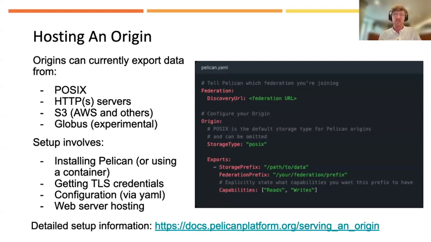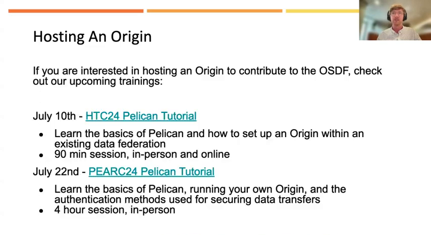You set up one of these configuration YAMLs, and this is an example of a very bare bones configuration here on the right. So in this case, you'd point it at the name of the federation you want, tell it that you're running a POSIX origin, and then set up some of the different names and capabilities of the origin. And then you click run, and as long as you're on a server that doesn't shut down frequently and is open to the web, you've hosted your data through an origin. So that's a very brief overview of some of the steps. We have some more detailed setup information. And again, if you're interested in doing this, you can contact us for more information.